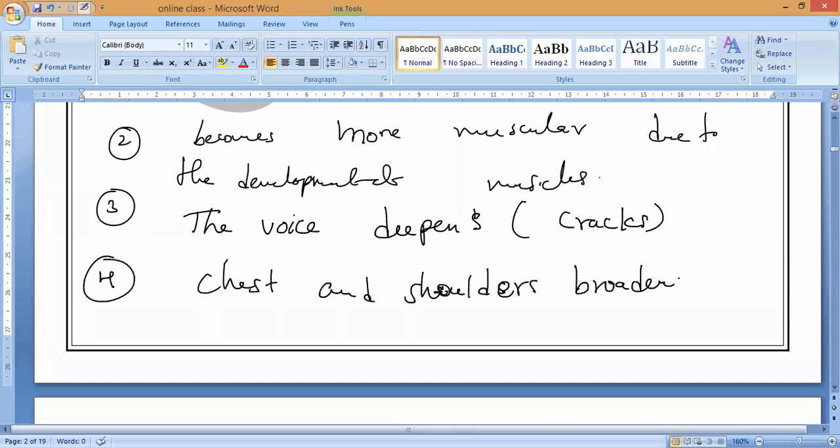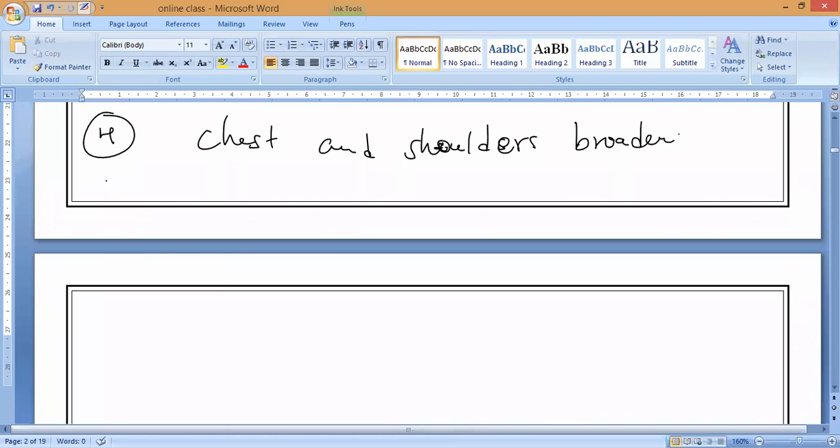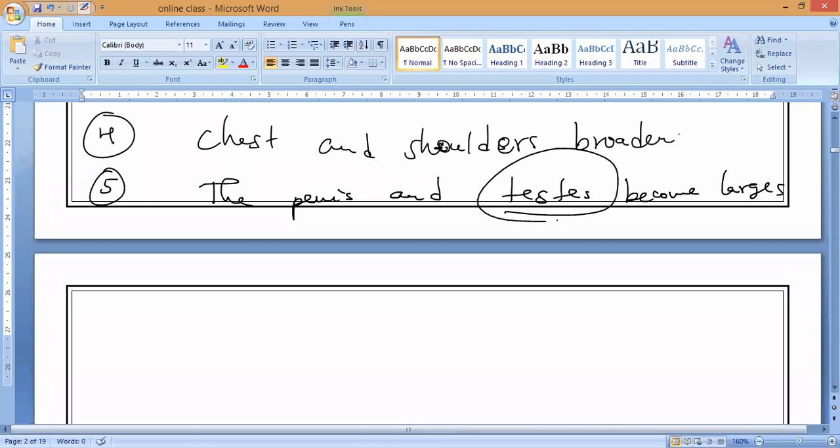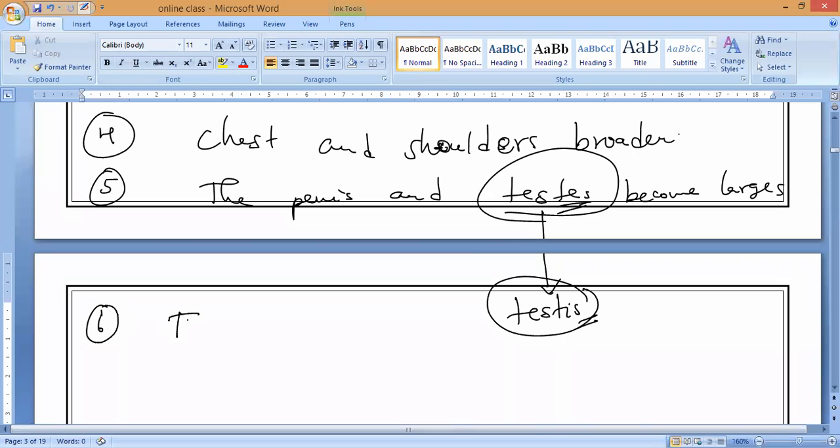So these all are the points. Next one, the penis and the testes become larger in size. See, this is the plural form of testis. Actually, testis means a single one. So one testis will be there, and that is the singular form. Testes is the plural form, TES, we used to say. That is what I am writing every time, testes. Remember. Next one, sixth point. The testes will start making sperms.